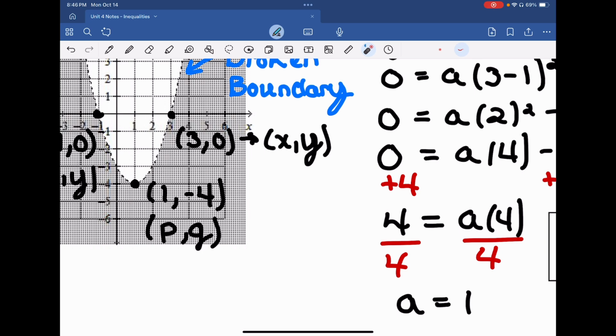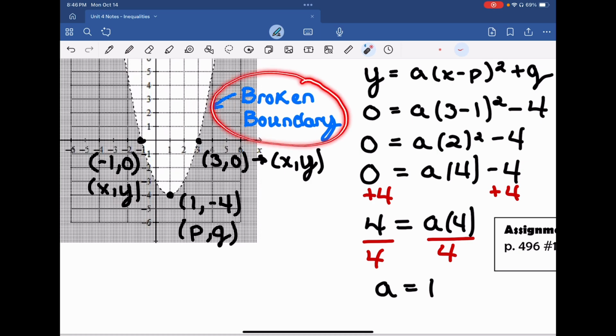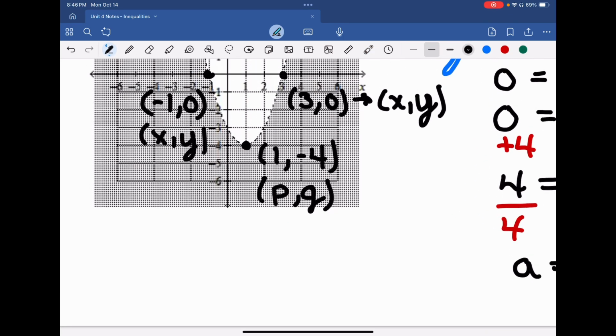Okay, now of course, getting the a value wasn't the point of this. The point of this was to put together the inequality. So if we know that it is a broken boundary, we now have an a value. We know what the overall equation would become because it's from the vertex form. We're going to write it as this: y blank. I'm going to fill in the inequality in a second. We're going to write this as x minus 1 squared minus 4. So it's in the vertex form. Our coefficient a equals 1, which we don't really need to write.